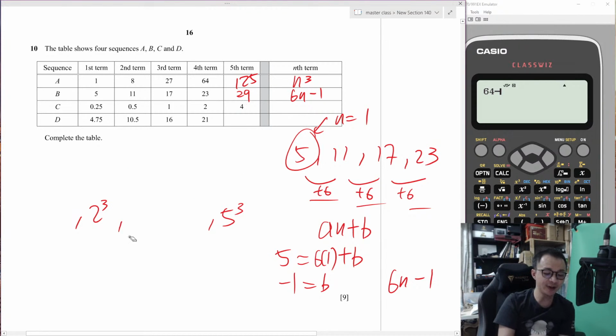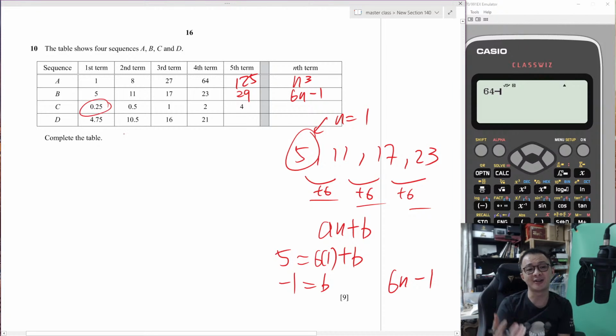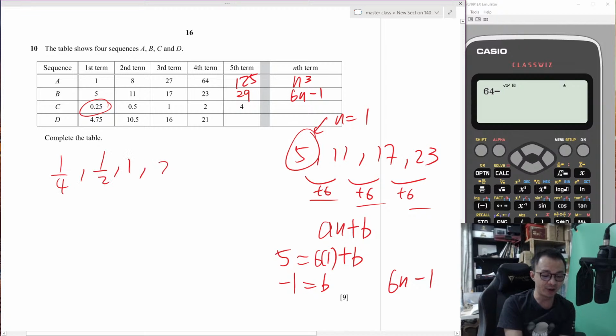Okay, so then the next one, you need to change to fractions, it is easier for you to understand. 0.25 is 1 over 4, and 0.5 is 1 over 2. They have 1, 2, 4. Then you should know 1 over 4 is 1 over 2 squared. At the same time, it is called 2 power of negative 2.